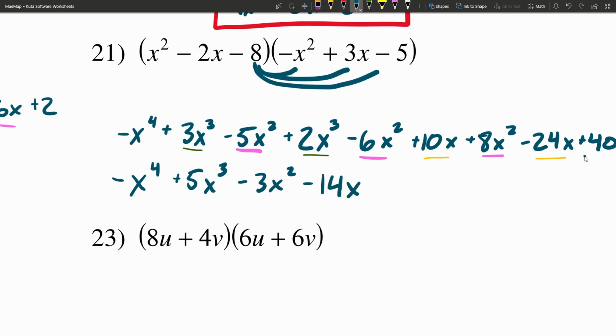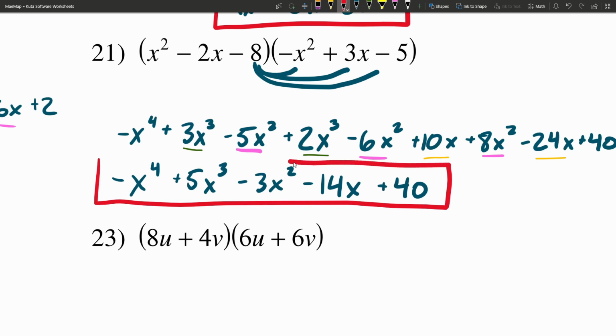And last but not least, my constant of 40. And there we have it. Negative x to the 4th plus 5x cubed minus 3x squared minus 14x plus 40.